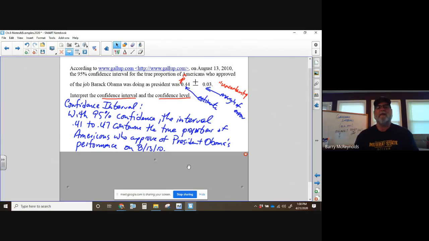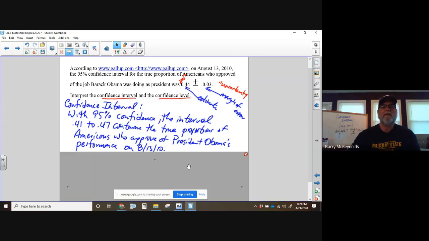So let's take a look at this first statement or case, I guess. Gallup poll, you're very familiar with presidential approval ratings, taken on August 13th, 2010, with a 95% confidence interval. Estimate the true proportion of Americans who approved the job Barack Obama was doing as president as 0.44 plus or minus 0.03.